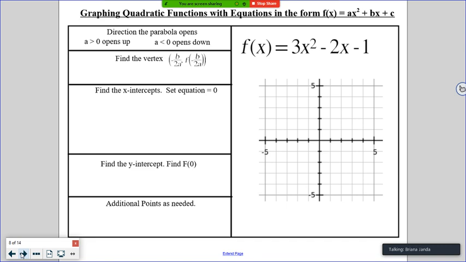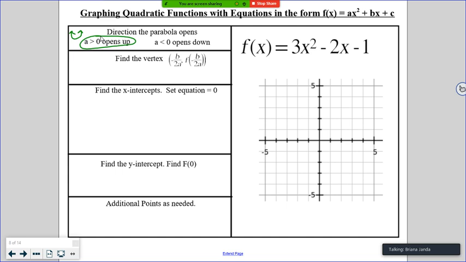Okay, because we do still have quite a bit to talk about today as far as how we use these in more of a real world situation, I'm going to go ahead and jump in with you right now. I see that it is a 3x squared. 3x squared tells me a is positive. I should expect my parabola to open up. The positive tells me it's opening up.